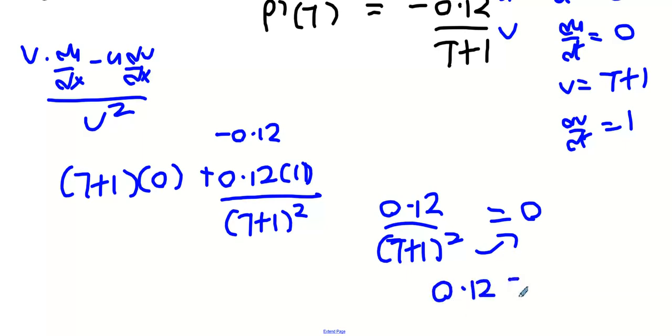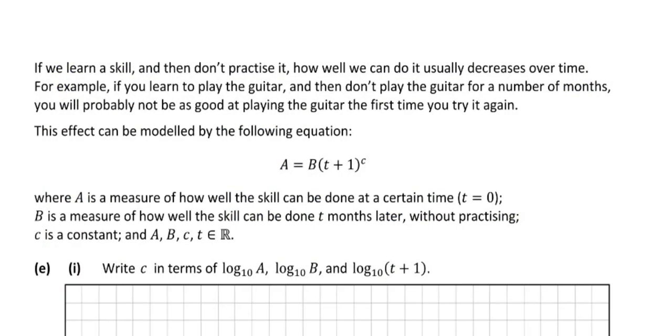And what you say is no solutions because there's no equation for me to solve. So no point of inflection. Now, if we learn a skill and then don't practice it, how well can we do it? Usually decreases over time. For example, if you learn how to play a guitar and don't play the guitar for a number of months, you'll probably not be as good at the guitar the first time you try it again. Okay, that's brilliant. This effect can be modeled by the following equation.